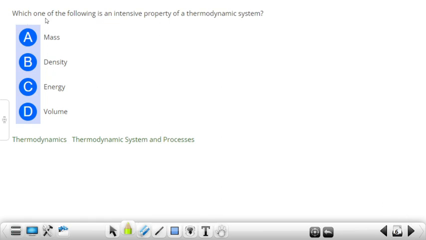So next question. Which one of the following is an intensive property of a thermodynamic system? Options are mass, density, energy, volume. So intensive property is density, which is independent of the extent of the system. Density is the intensive property, and mass, energy, volume are extensive properties, that means which depend upon extent or mass of the system. Density doesn't depend upon mass or extent or size of the system. So density is the intensive property. Next question.